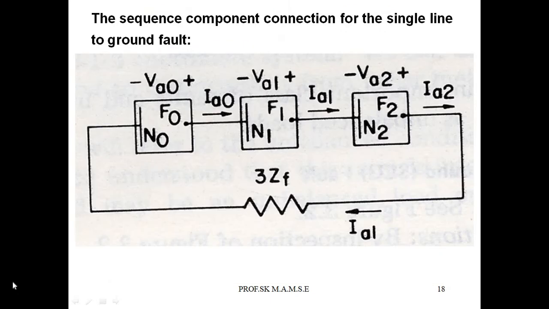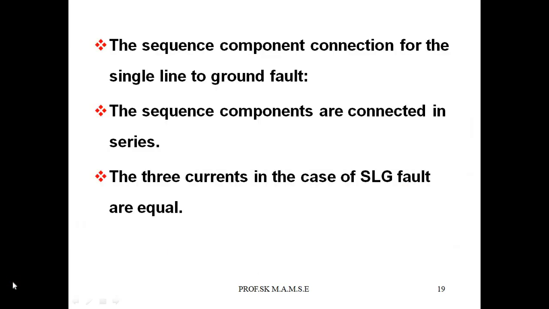The sequence component connection for single line to ground fault: VA0 plus VA1 plus VA2, with the zero sequence component including 3ZF, that means the fault impedance in the 3 phase. In the sequence component connection of the single line to ground fault, the sequence networks are connected in series, and the three sequence currents in the case of SLG fault are equal. Thank you.